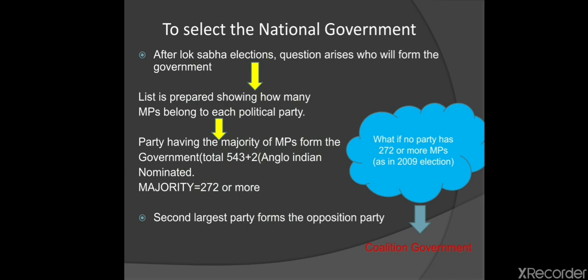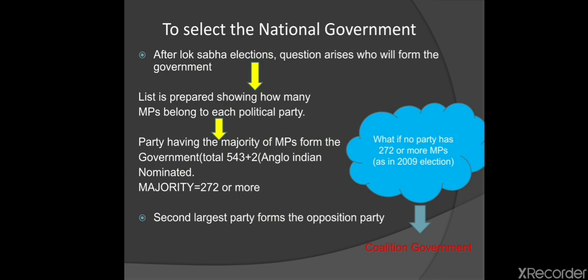Now, a total of 543 plus 2 Anglo-Indians are nominated. Majority is 272 or more, meaning out of 543 there should be a majority of 272 or more, and only then will that party form the government.